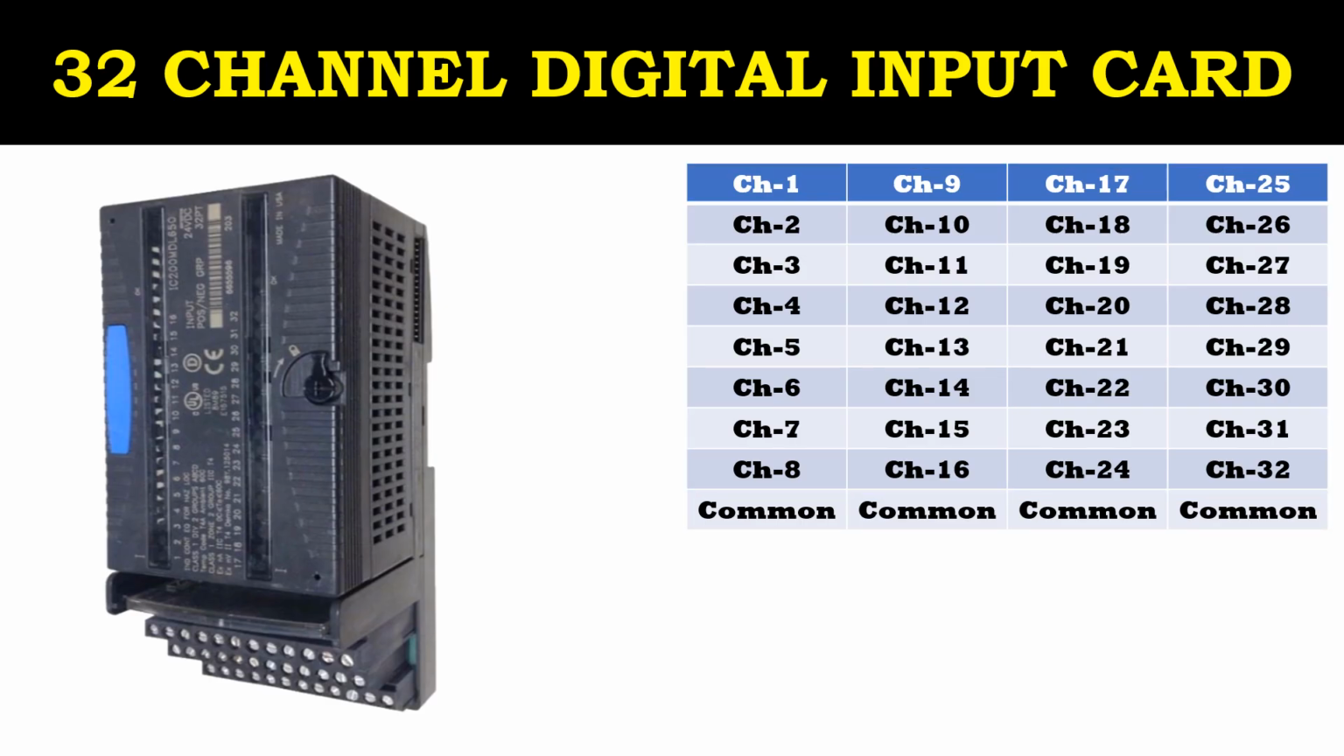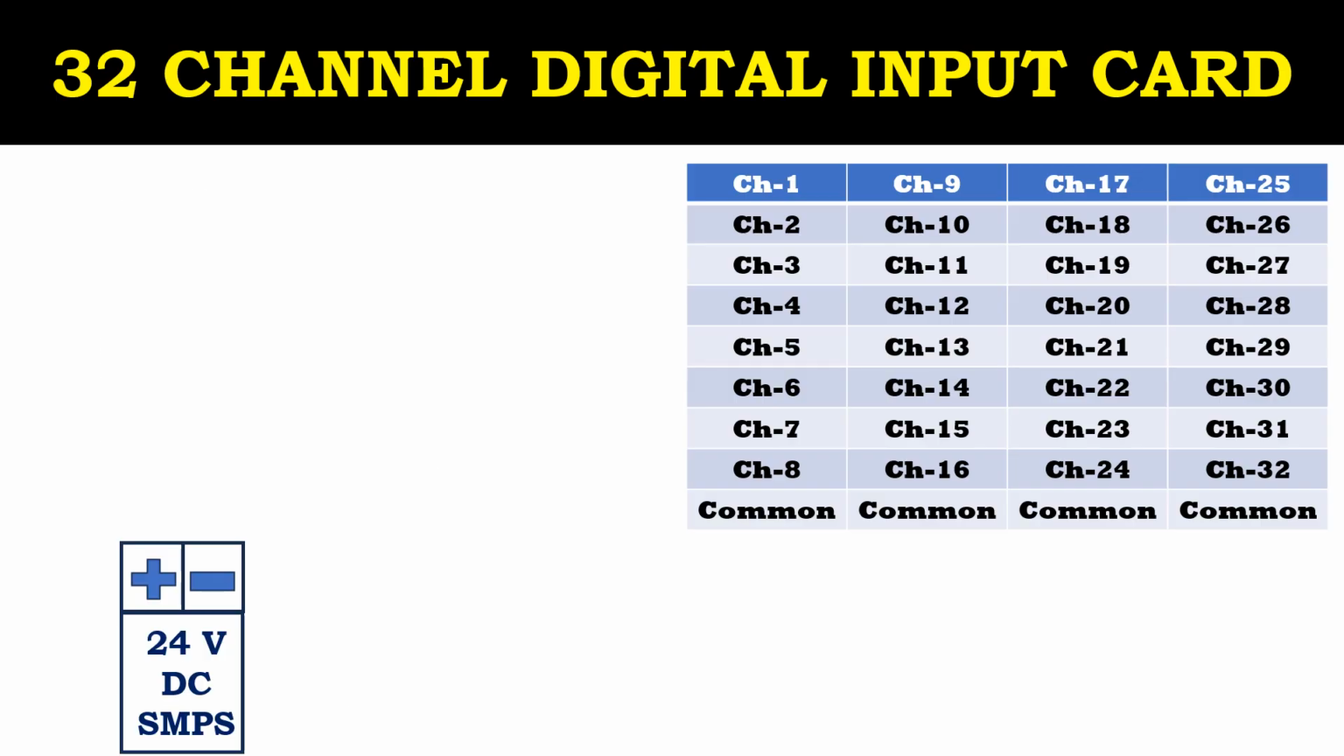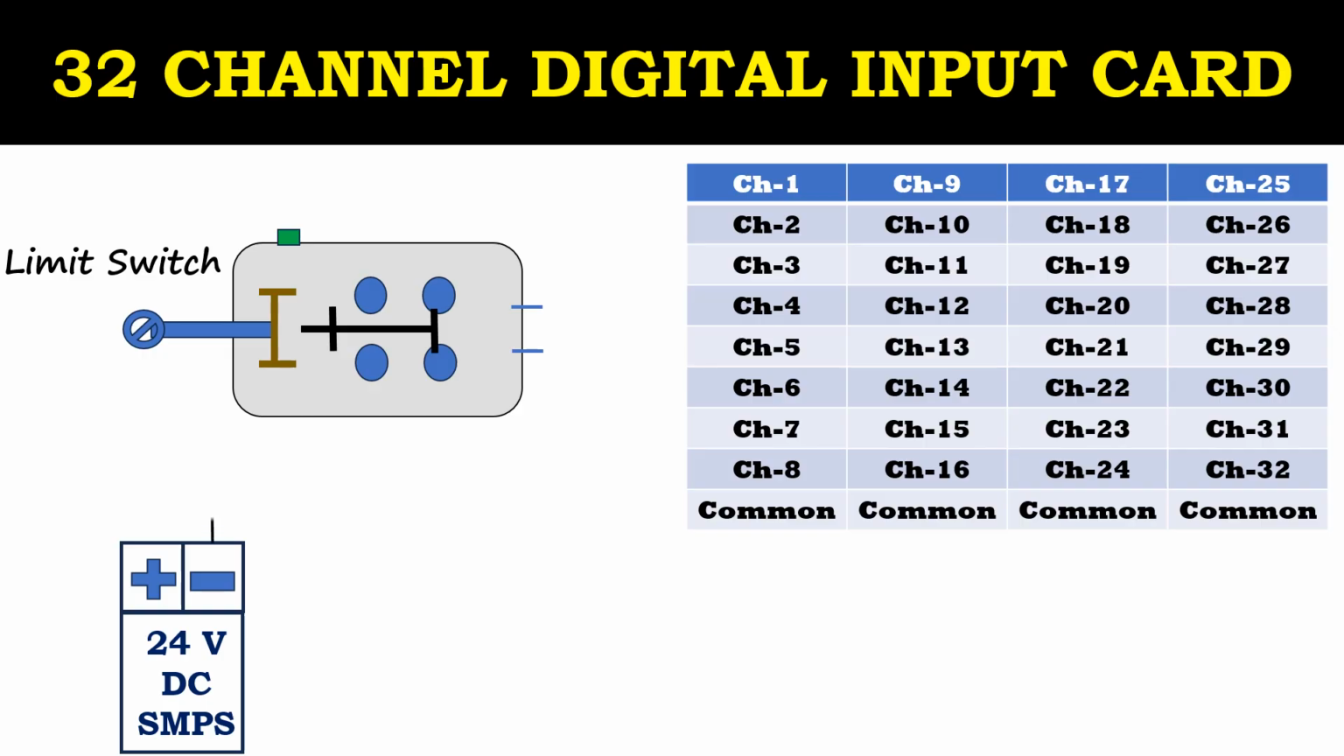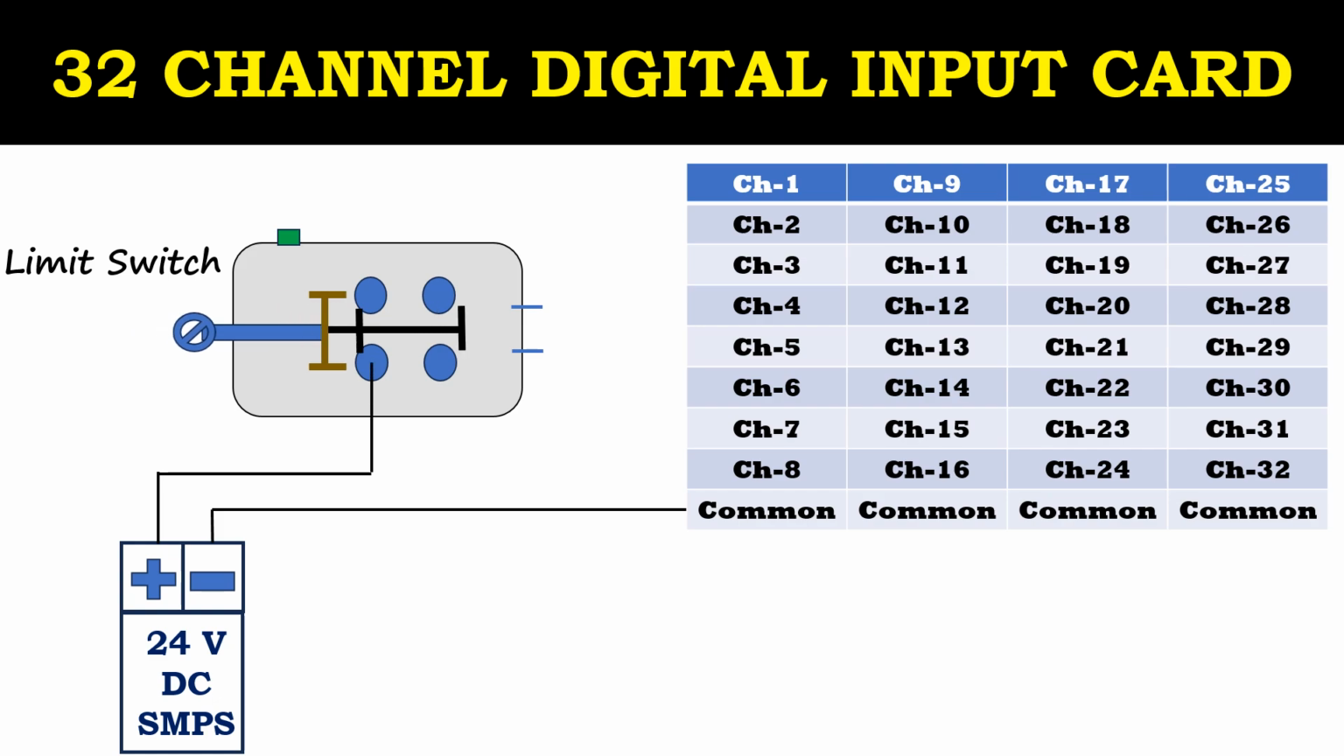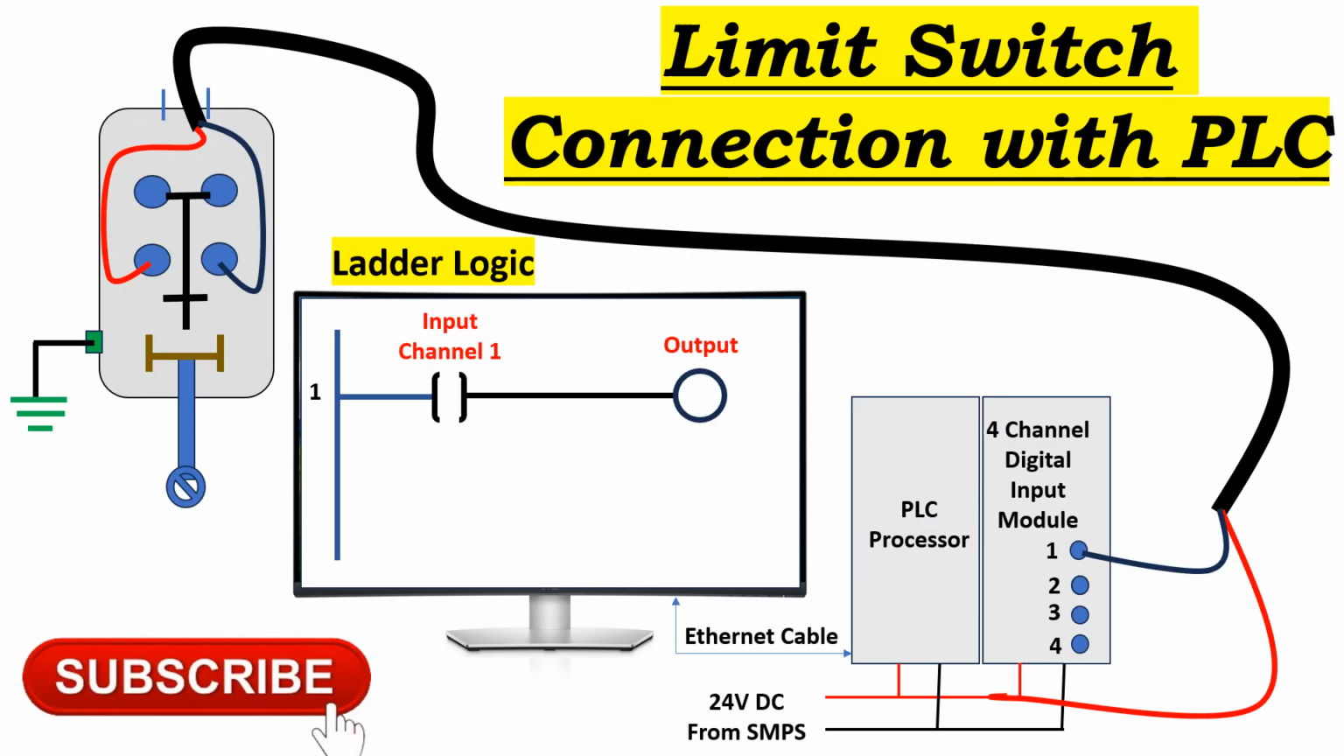First, I will explain the wiring diagram of a single digital input module. Assume that we have an SMPS as a power supply source to this module and a limit switch as a field device. The negative supply of this SMPS will be connected to the module's common point like this, and the positive supply will be connected to the limit switch contact like this. When the limit switch acts, supply will be fed to the connected channel of the input module. Here we have connected it to channel number 1, hence its green light is on. Similarly, other channels can be connected to required field instruments. If you want to know about limit switches, link given in the description box.